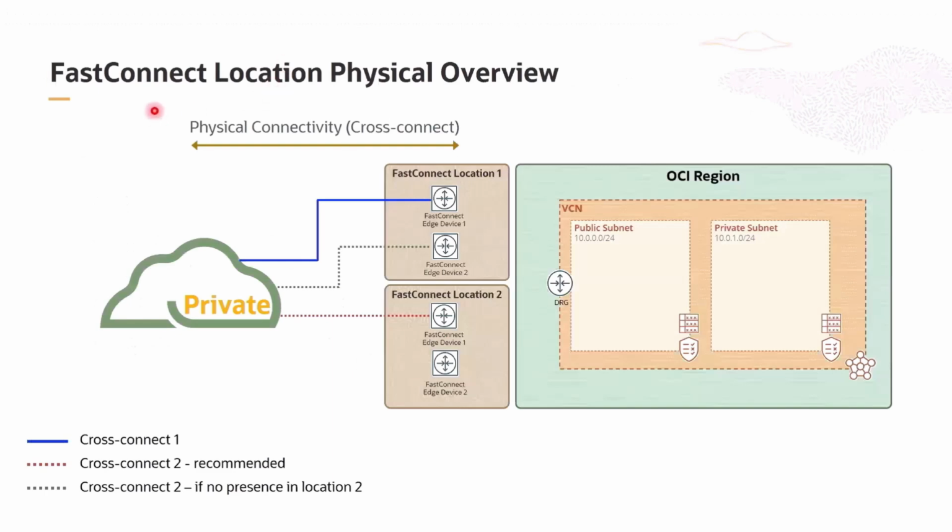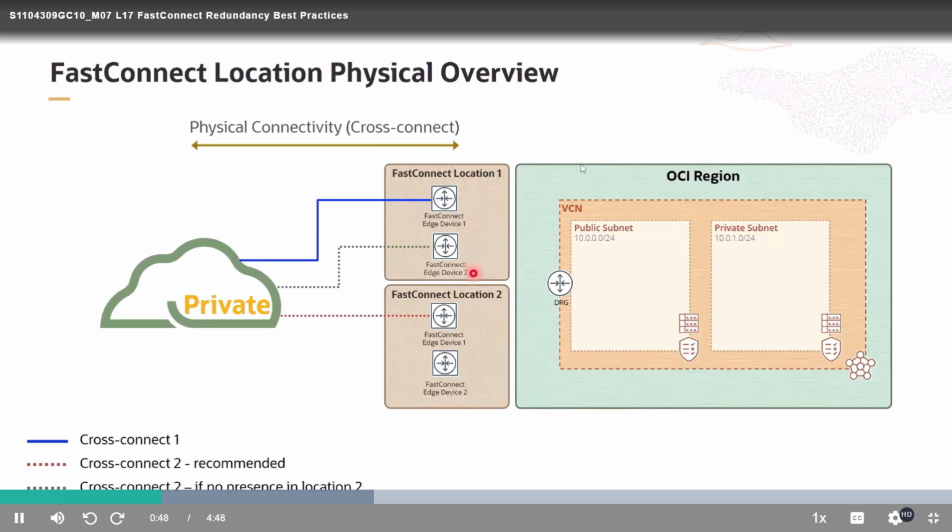So let's first look at the physical overview of a FastConnect location. So on the right, you see the OCI region. Here you see that there are 2 FastConnect locations. You are also able to see the edge devices. Similarly, in FastConnect location 2, there are 2 edge devices.